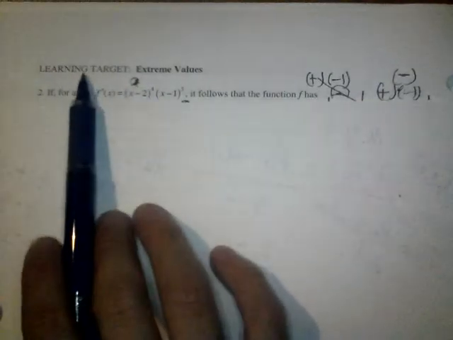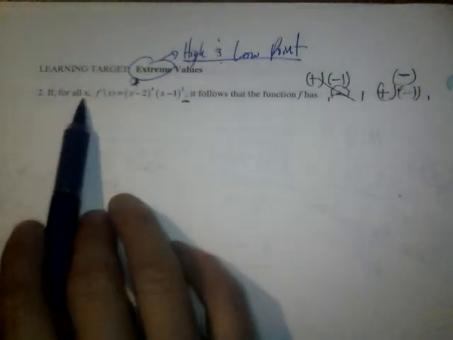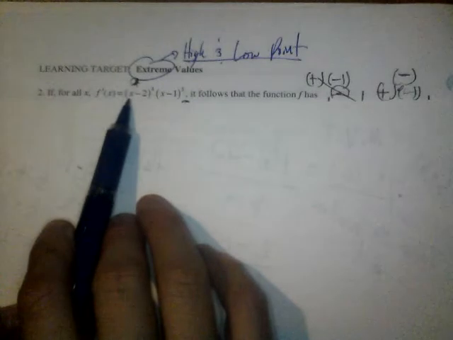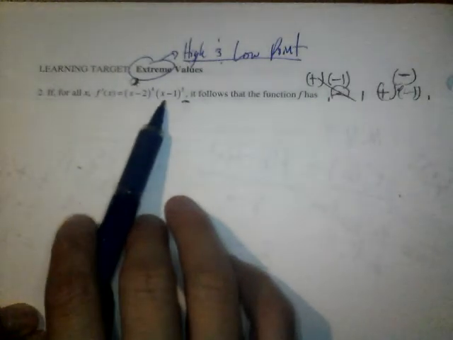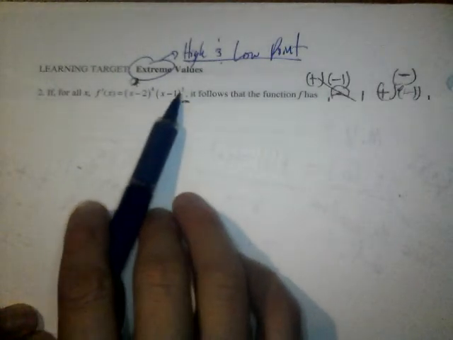Alrighty folks, here we are with question number 2, and the learning targets for this one are the extreme values. Remember, extreme values mean the high and low point of a function. Number 2 says, if for all x, f prime of x is equal to the quantity of x minus 2 to the fourth times the quantity of x minus 1 cubed, it follows that the function f, and it gives you a bunch of choices for the extrema, or the high and the low point.